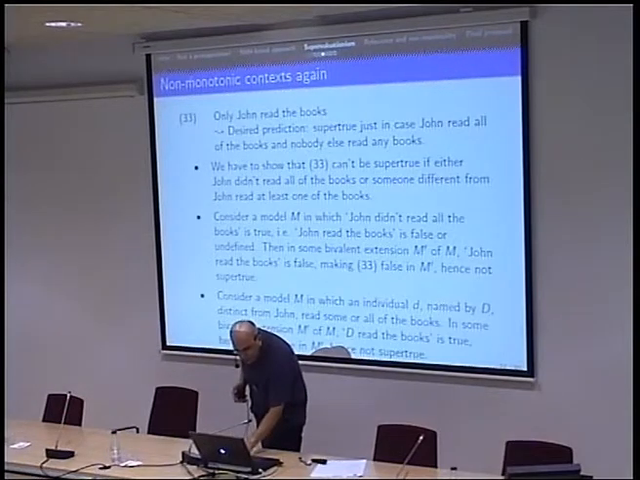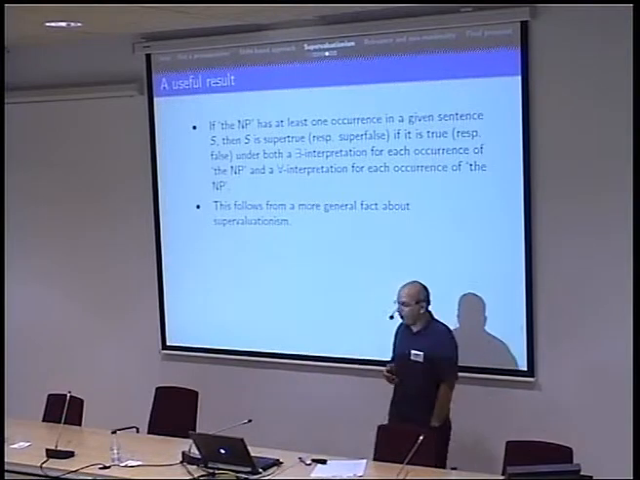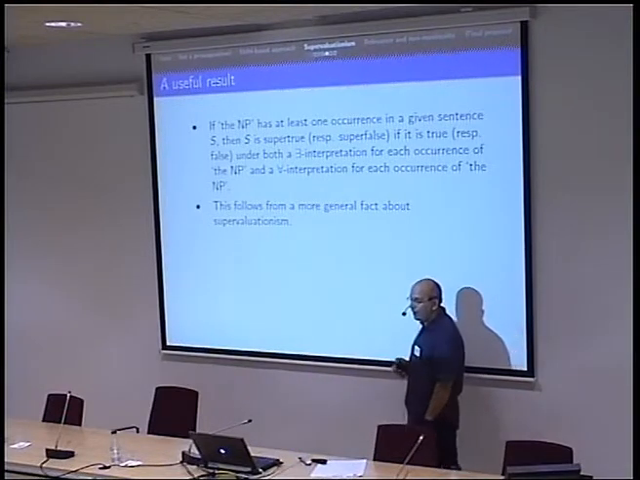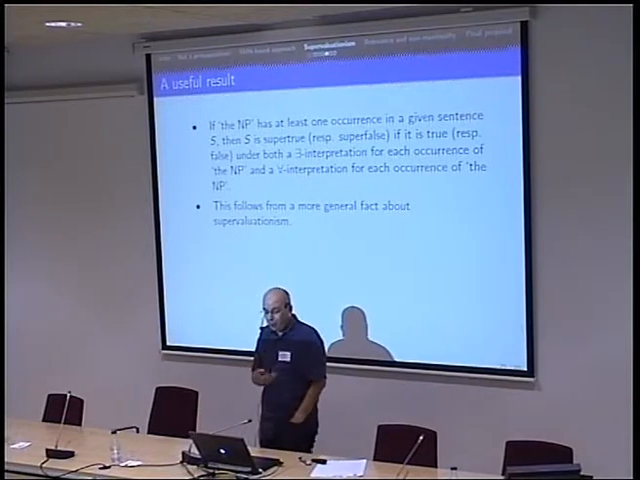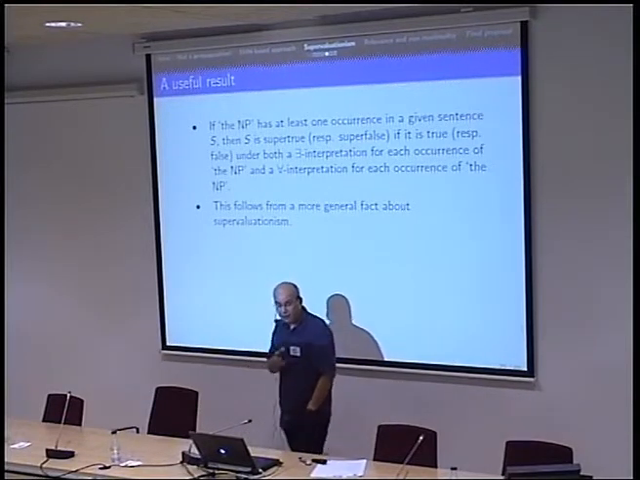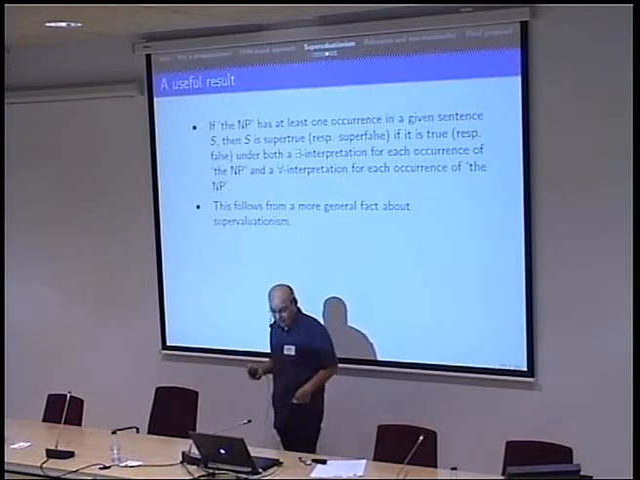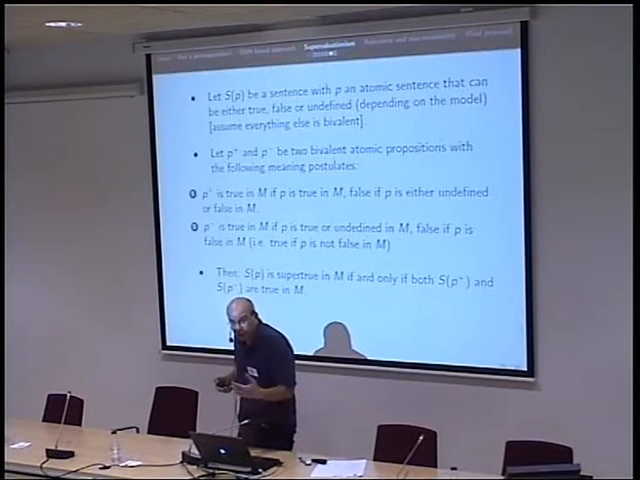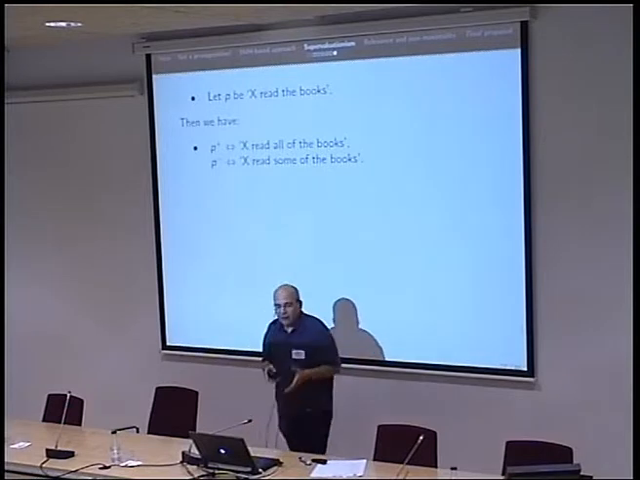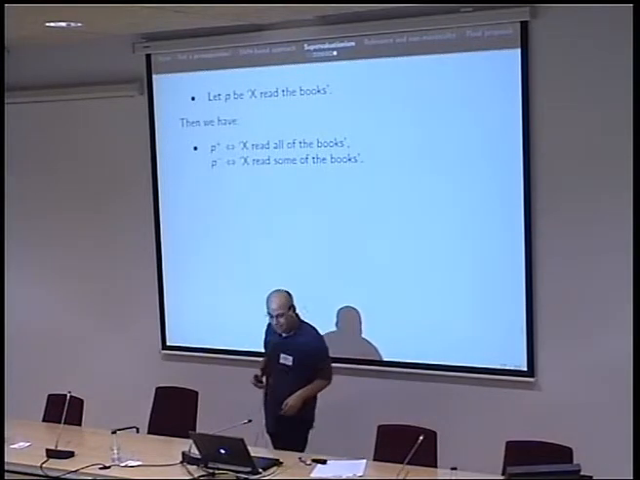And I'm not going to do that because there is a useful result, which is this. If the NP has at least one occurrence in a given sentence S, then S is super true, given this assumption, just in case it is true under both the existential interpretation for each occurrence of the NP and the universal interpretation for each occurrence of the NP. That follows from a general fact about supervaluationism, and I'm not going to go through it, but you can really think of super truth as truth on all readings.